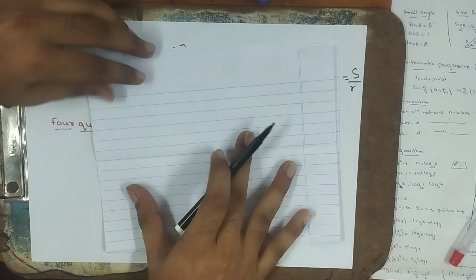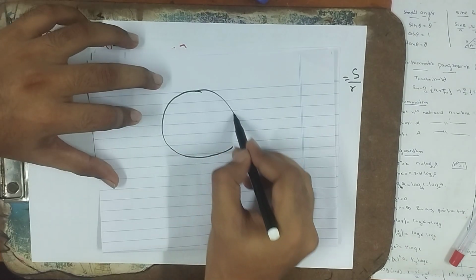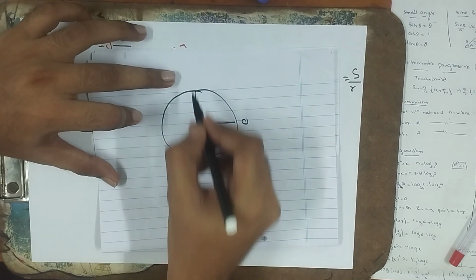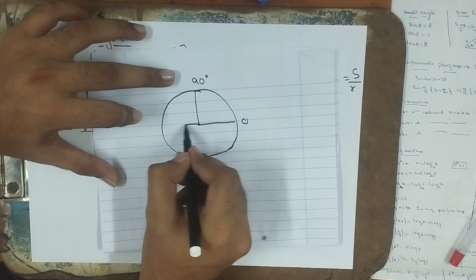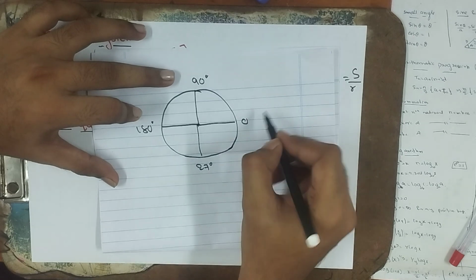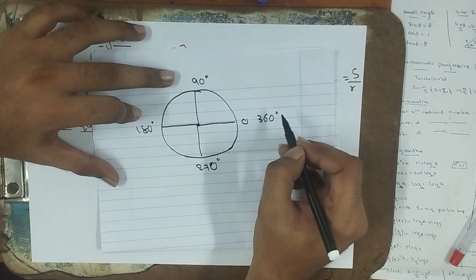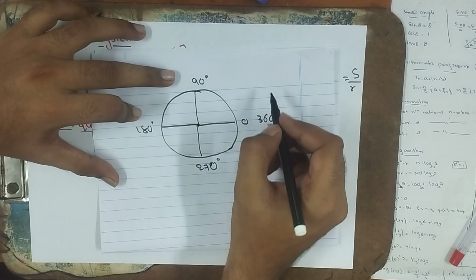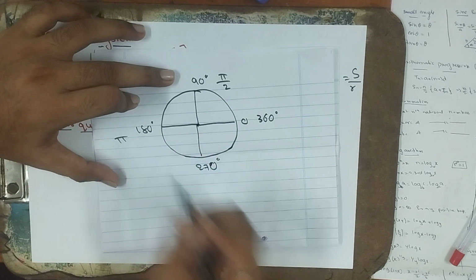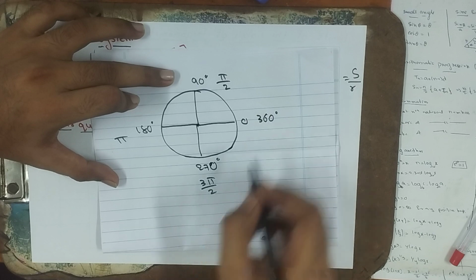Now see here. I just now said if it is your circle, this is your 0 degree, this is your 90 degree, this is your 180, this is your 270 and 360. Now if you say in degrees it becomes like this. Now if you say in radians it becomes 0 only. Now it becomes pi by 2, it becomes pi, it becomes 3 pi by 2. Now it becomes 2 pi.